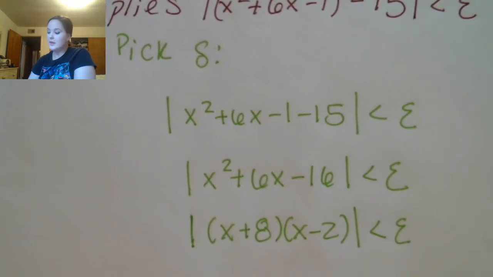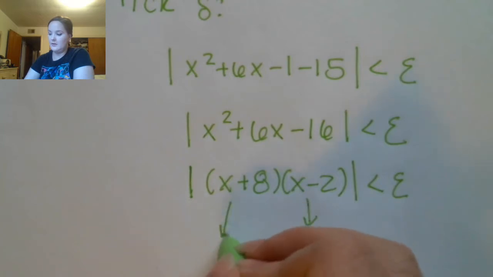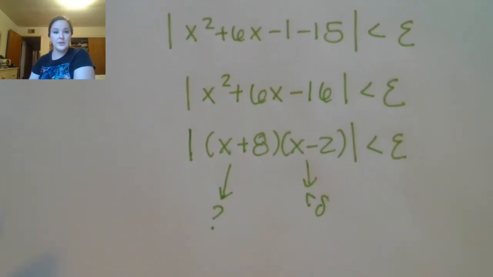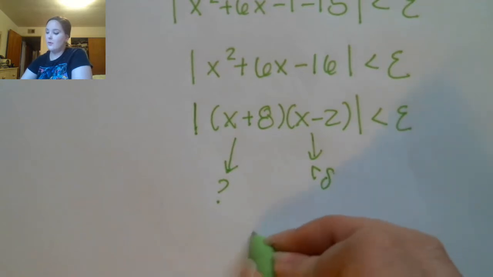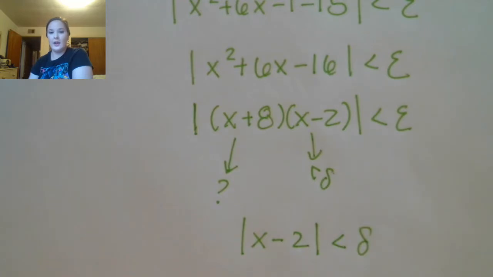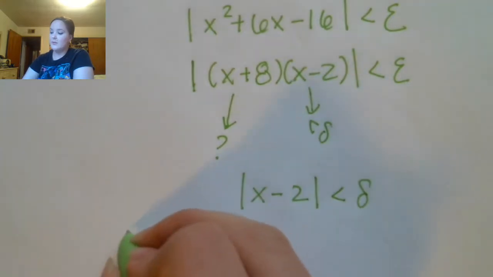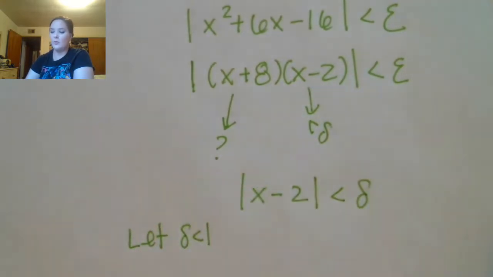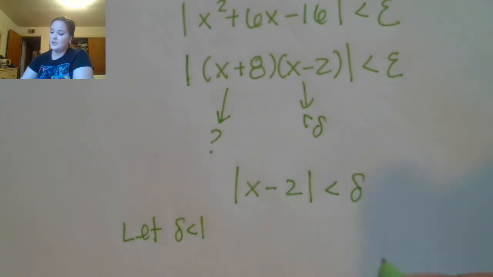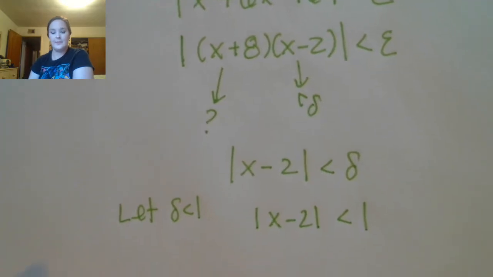Now this one is fine because we know that this is less than delta. But the issue is really this one. So what we're going to do is use that same trick that we used before, where we look at this and then see what that says about x plus 8. So again, we're going to let delta be less than 1. Here we'll say that this is the same as saying absolute value of x minus 2 is less than 1.